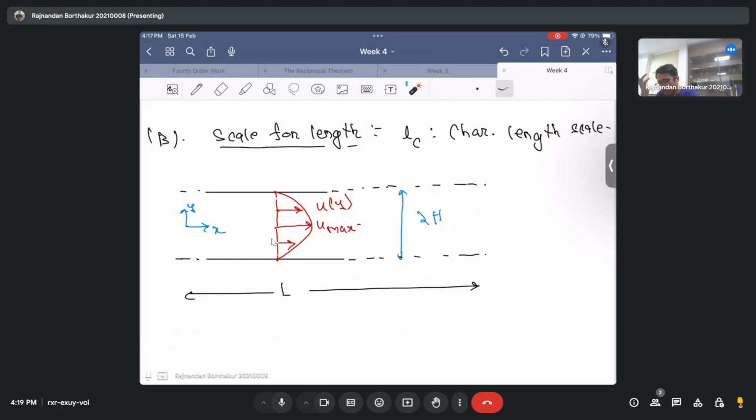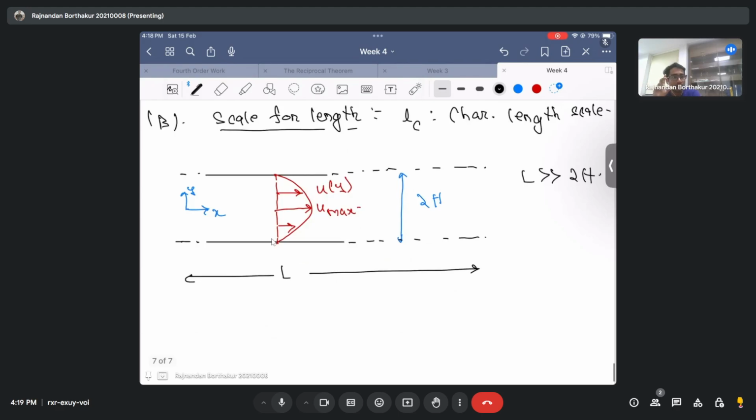These are very different because typically in pipe flows, at least where the velocity is parabolic and the flow is fully developed, the length is much, much larger than the width and the height. So I would say that L is much, much larger than twice h. This means that if I choose L as the characteristic scale, or if I choose the height as the characteristic scale, the order of the non-dimensional parameters would differ greatly. Which one to choose is something we will try to understand here as the length scale of this problem.